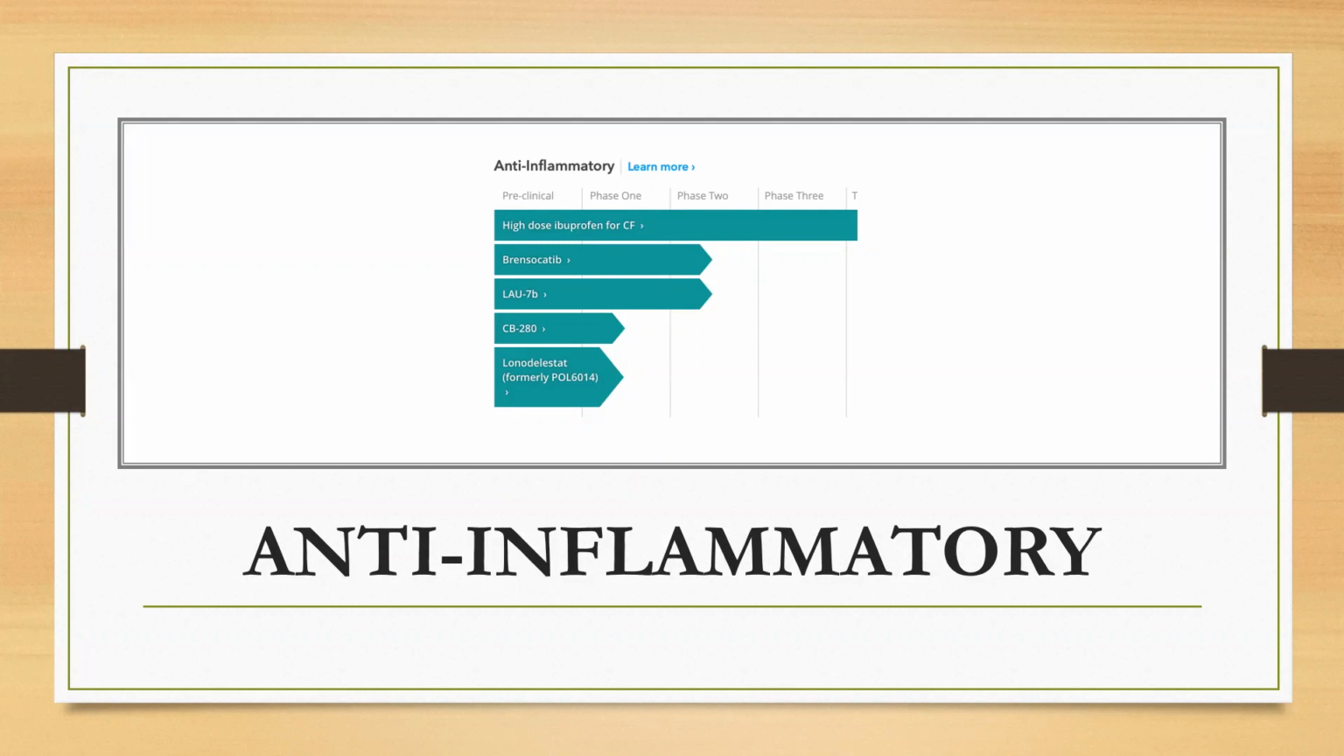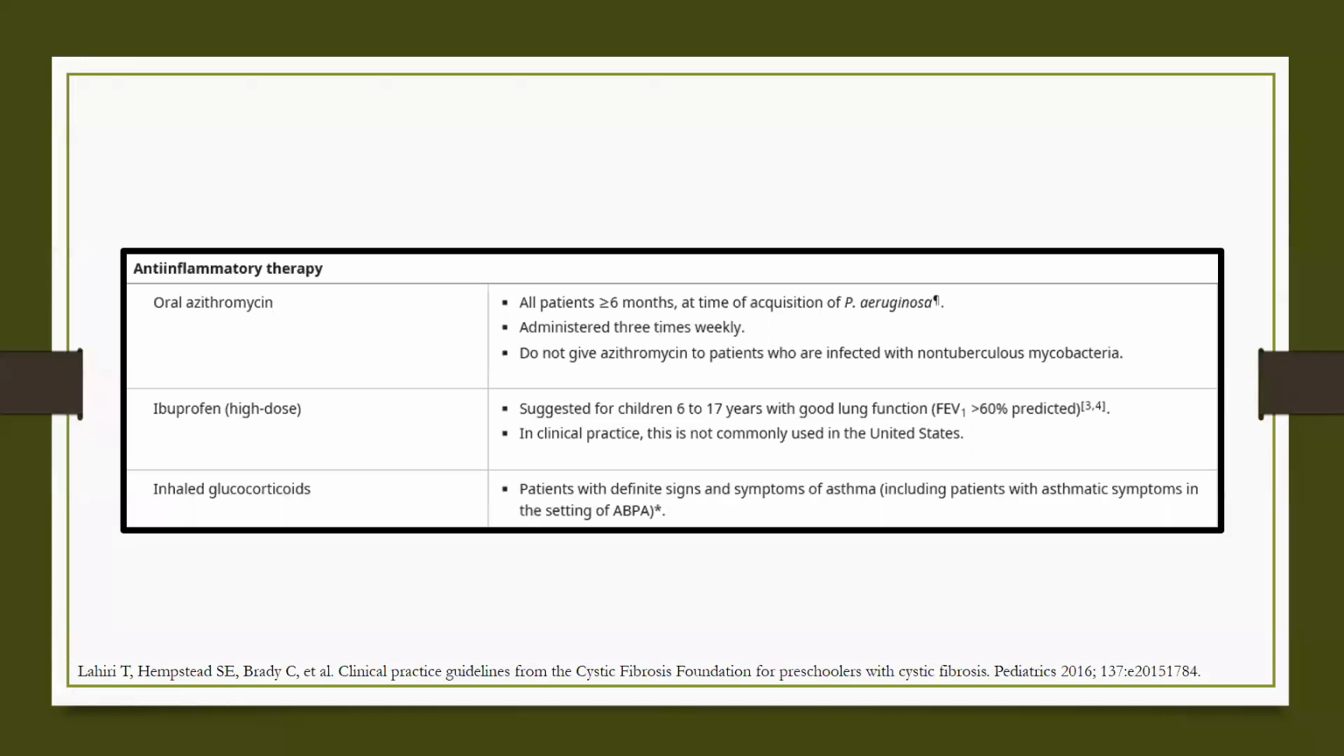Second thing would be azithromycin. So oral azithromycin is recommended 3 times weekly as an anti-inflammatory. And the only caveat to not giving it is patients that have a previous infection with non-tuberculous mycobacterium. And that is here. Yeah, so the high dose ibuprofen isn't really used in the States, but in other countries with CF, this is sort of what they are doing. And the role of ICS, inhaled glucocorticoids, in these patients is really just if you have asthma or any type of underlying asthmatic symptoms.